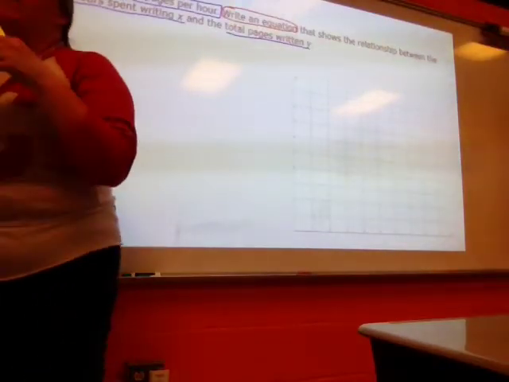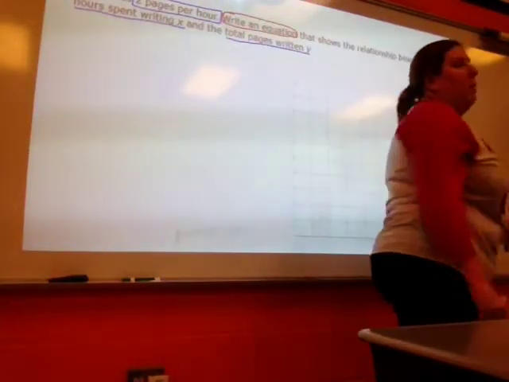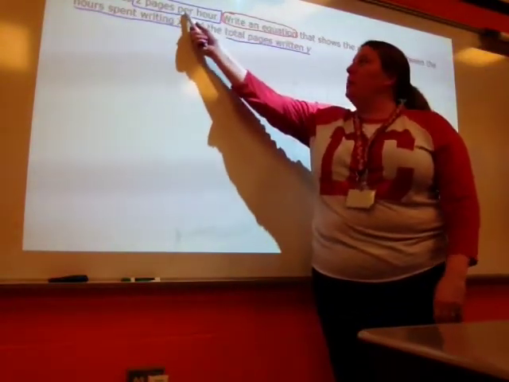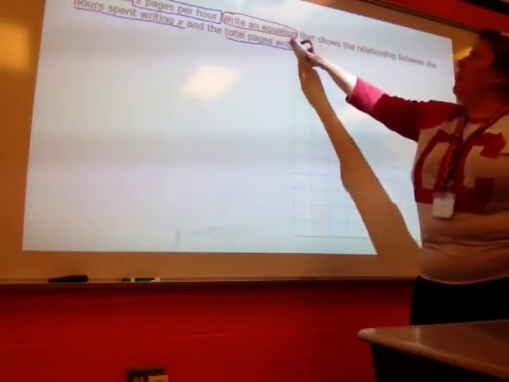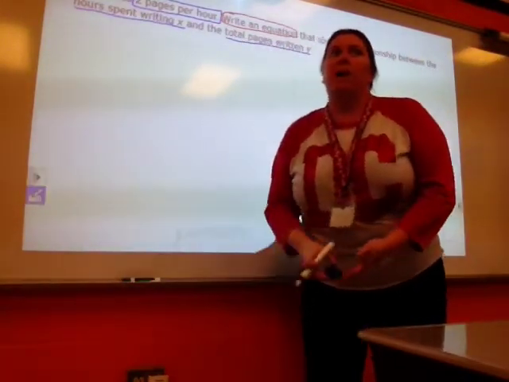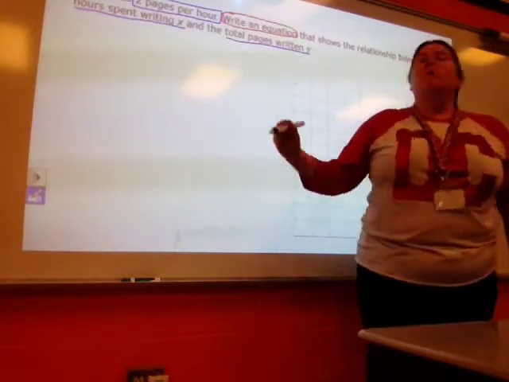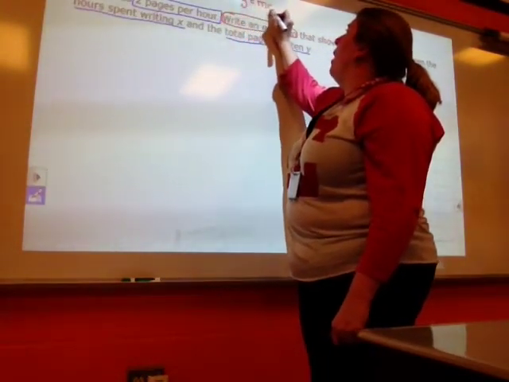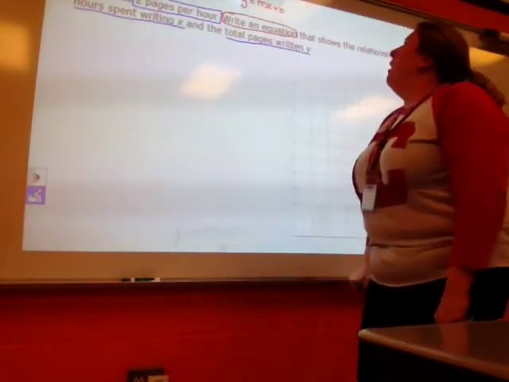Okay, so if I'm looking at this particular problem, I know that she spent 2 pages per hour. I know that I need to write an equation. Now, what is write an equation? Like, what is that super math spy code for? Y equals mx plus b. So I know that tells me I'm going to need a y equals mx plus b.